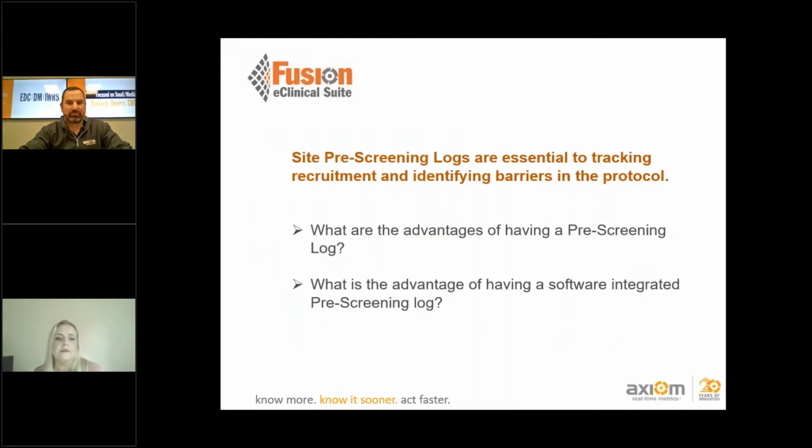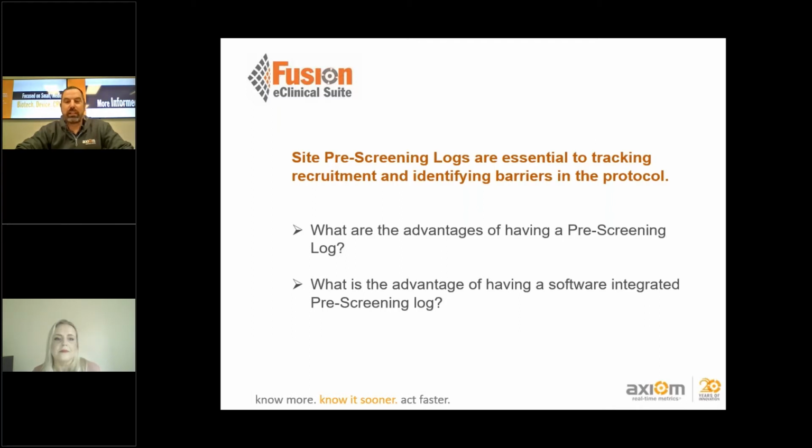Thanks, Brian. Great, thanks, Dawn. So I'd like to just delve into a little more of the practicality of some of those things that Dawn touched upon in that last slide. So pre-screening logs is an obvious example of where technology can assist you in the decision-making of your trial. So what are the advantages of having a pre-screening log?